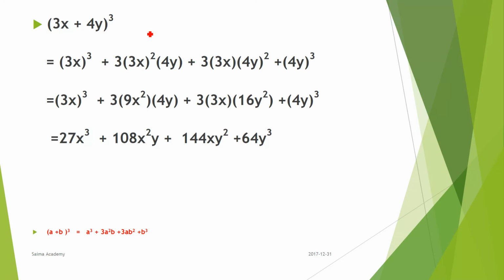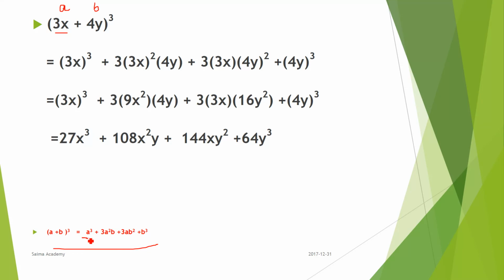One more question we will discuss, 3x plus 4y whole cube. Again, I have mentioned the formula here. So instead of a, wherever you find a in your formula, you have to write down 3x, and where you see b, you have to write down 4y. Right? So we will start from here.